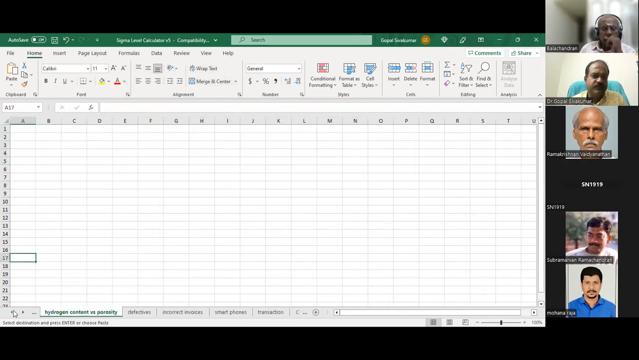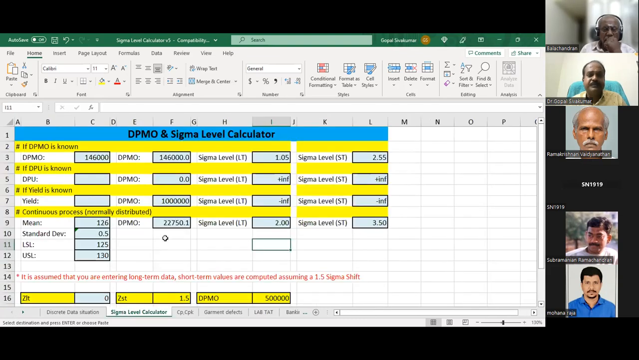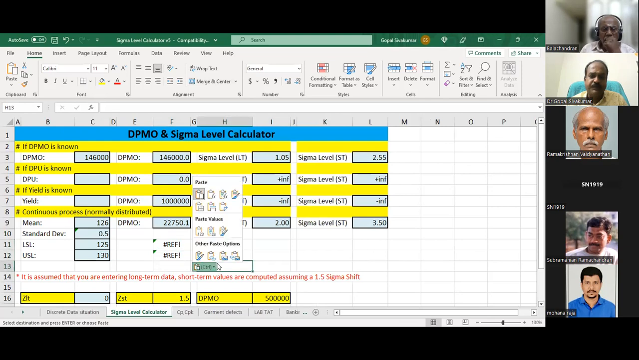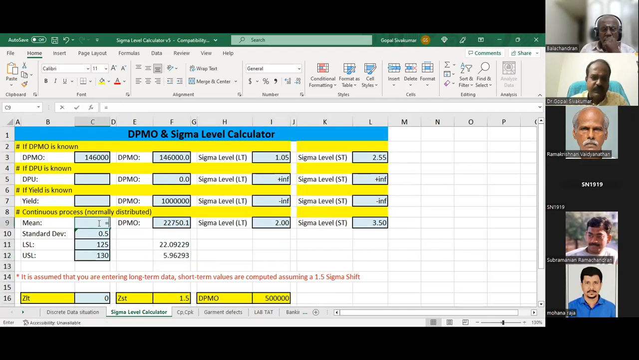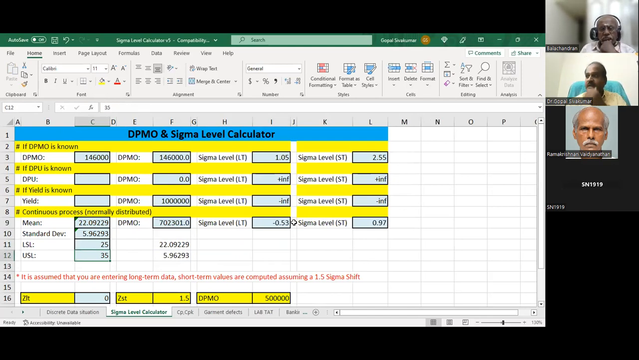Let us go to the sigma level calculator. These are the values I brought. Okay, mean and standard deviation. Now mean is equal to this one. Standard deviation is equal to this one. And upper spec is 35. Lower spec is 25. And now what is your ZST? What is your ZST?